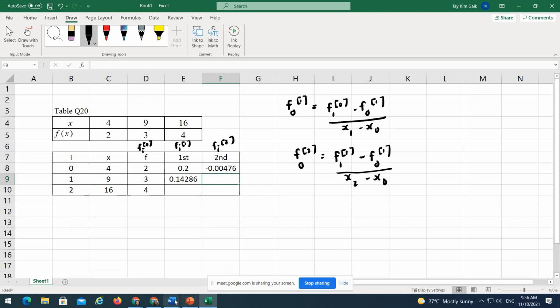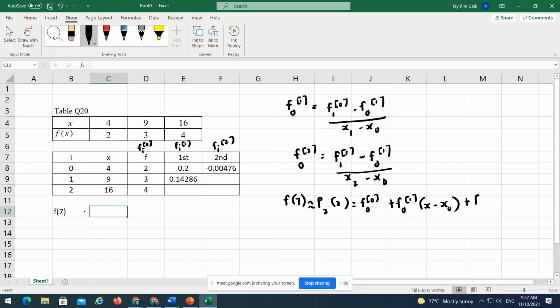You want to estimate the value, let's say F7. Using Newton divided difference, your F7 is approximated, up to 2, by P2(x). Your P2(x) is equal to F naught level 0 plus F naught level 1, which you multiply with one term, x minus x naught, plus level 2, x minus x naught multiplied by x minus x1. Level 1 multiplies one term, level 2 multiplies two terms.